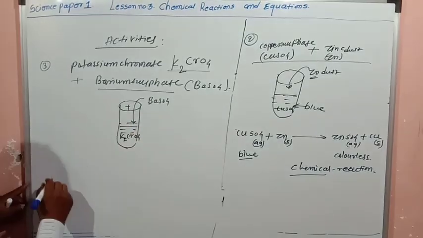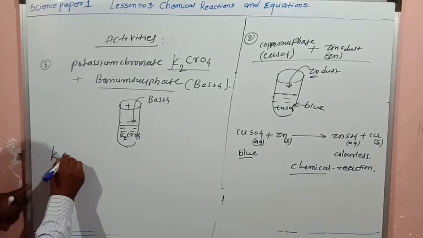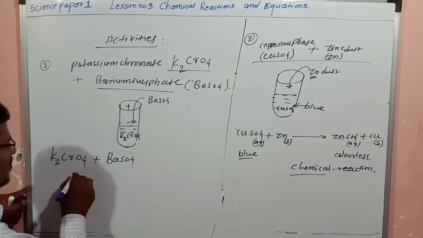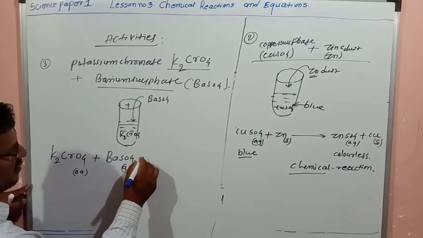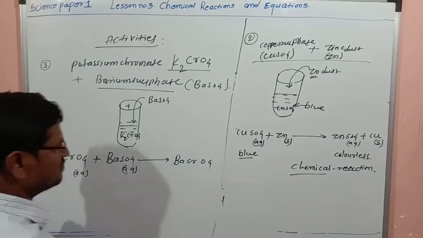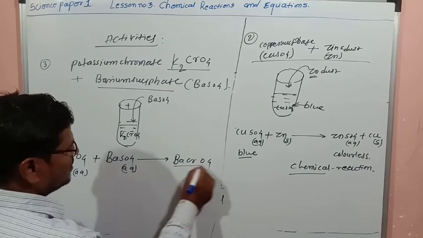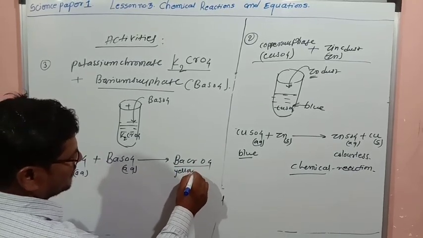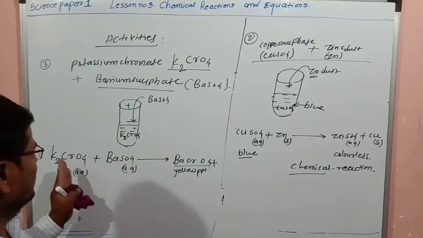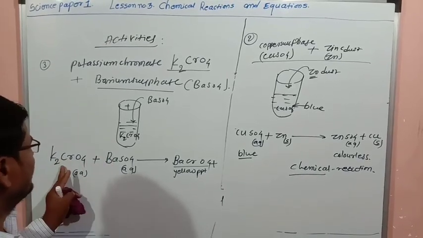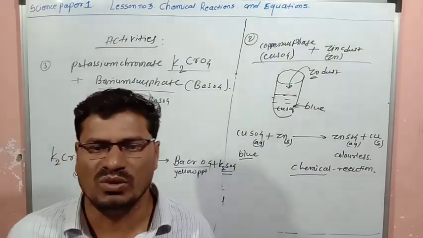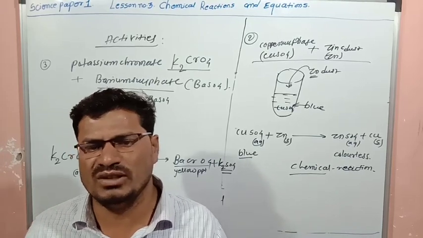In case of the reaction, if you write the reaction, K2CrO4 plus BaSO4, both are aqueous, and it will give BaCrO4, and this one will be a yellow PPT, plus you will get K2SO4. So in this also, what type of changes will take place, that one we have to see.